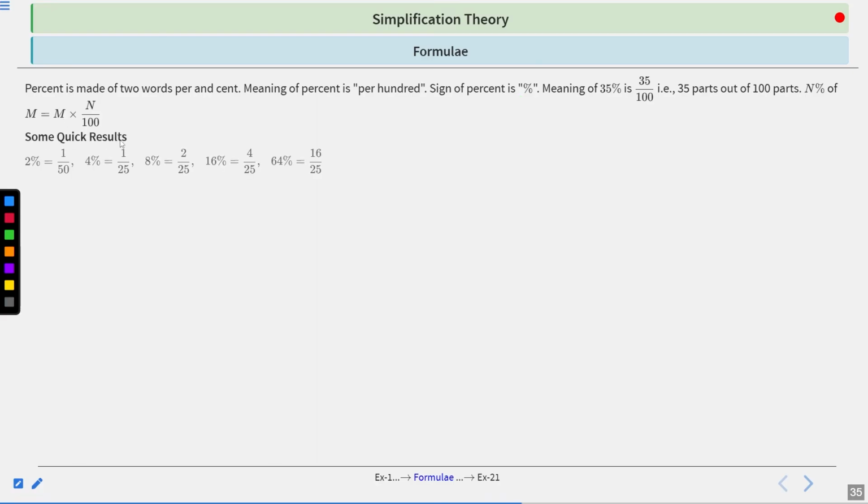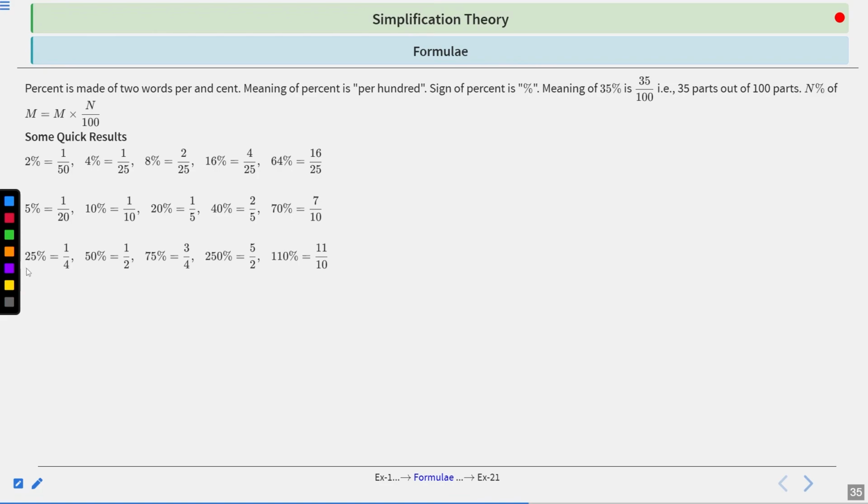Some quick results. So 2% we can write it in fraction form as 1 upon 50. Same way 4% become 1 upon 25. 8% become 2 upon 25. 16% become 4 upon 25. And 64% become 16 upon 25. Next one. Same way 5% we can write it in the fraction form as 1 upon 20. 10% 1 upon 10. 20% 1 upon 5. 40% 2 upon 5. And 70% become 7 upon 10.